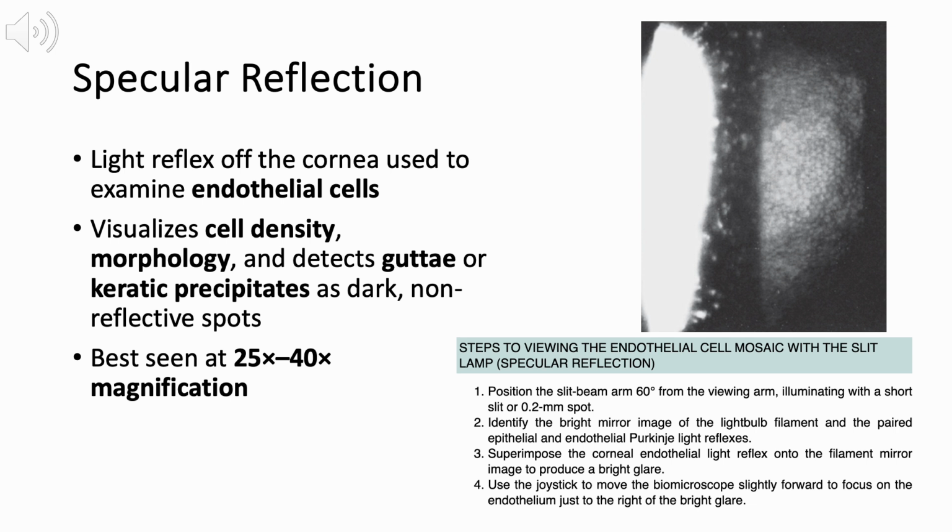Specular reflection is a direct illumination technique that relies on the mirror-like reflex of light off the smooth corneal surface, particularly the endothelium. It is especially useful for assessing endothelial cell density and morphology. Guttae and keratic precipitates appear as dark, non-reflective spots within the reflective mosaic. Optimal visualization requires high magnification, typically between 25x and 40x, to clearly resolve endothelial details.